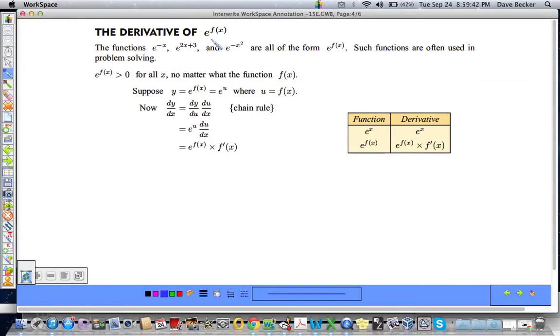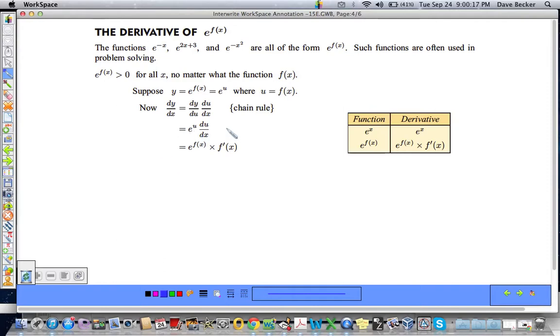Now, what if we have the function e, but it's something other than x? Of course, e to the x is a function, but they're just saying, okay, what if it's something other than x, like negative x or 2x plus 3 or negative x cubed? Well, what happens is we have a chain rule situation here. E to the f of x equals, in the u substitution here, chain rule says dy/dx equals dy/du times du/dx. What we had learned before is a little bit of a shortcut: derivative of the outside times derivative of the inside.